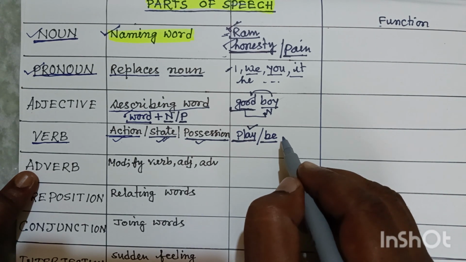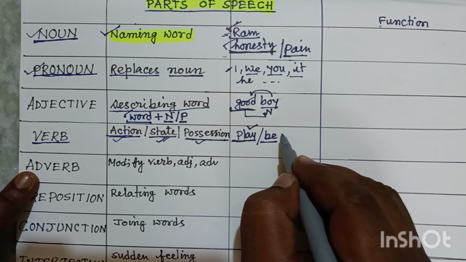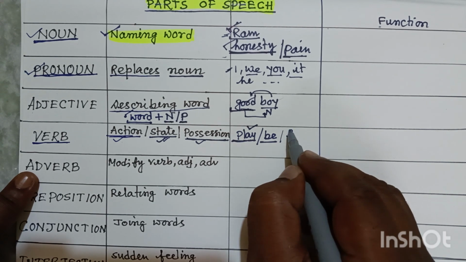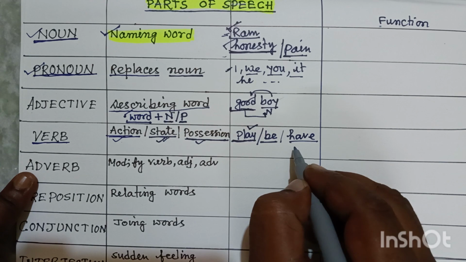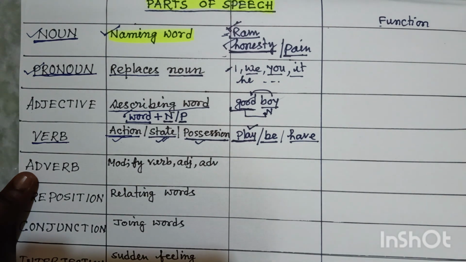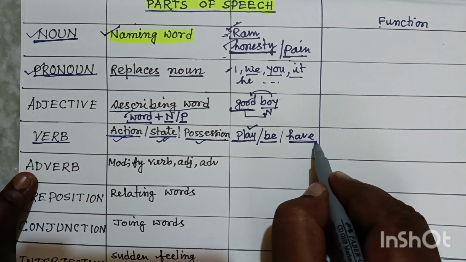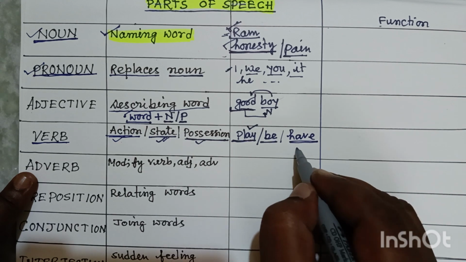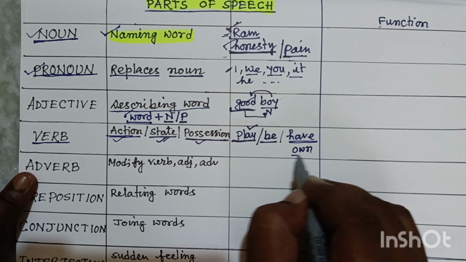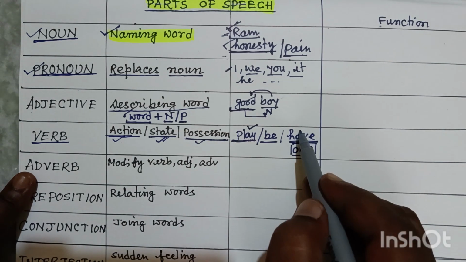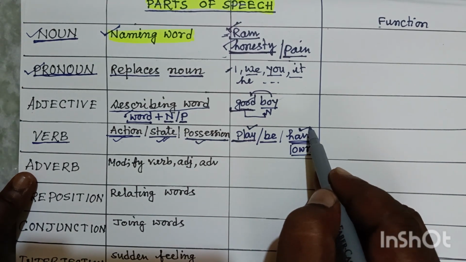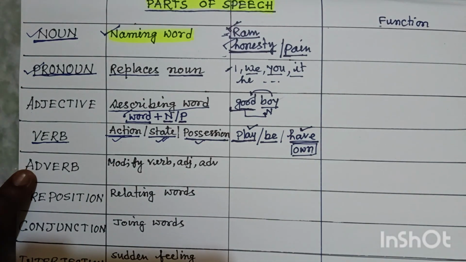And sometimes, friends, some of the words show possession. Normally, have is used to show possession, or some other words are also there which are used to show possession. So, just like this one, own. I own a house. That means I possess a house. I have a car. So, this term in that particular sentence shows possession. So, these are called verbs.